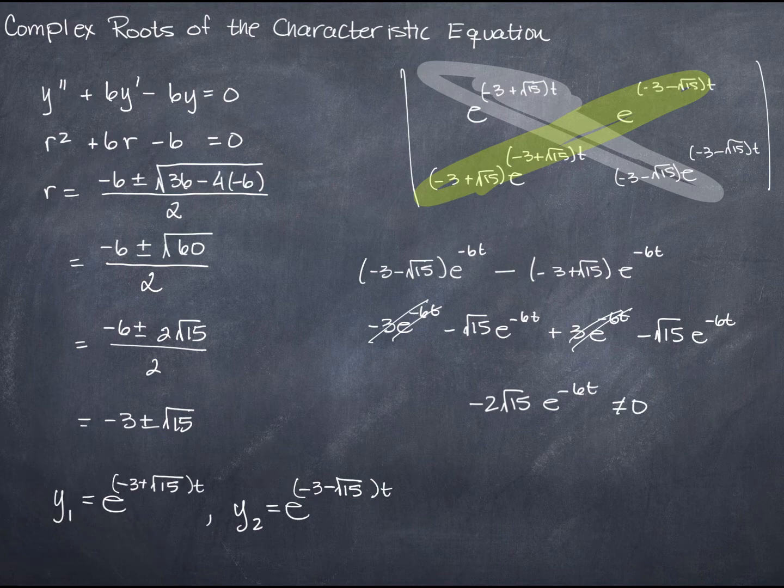And what that tells me is that this pair of solutions here is a fundamental set of solutions, which means that I can write a general solution as C1 e to the negative 3 plus root 15 t plus C2 times e to the negative 3 minus root 15 t.